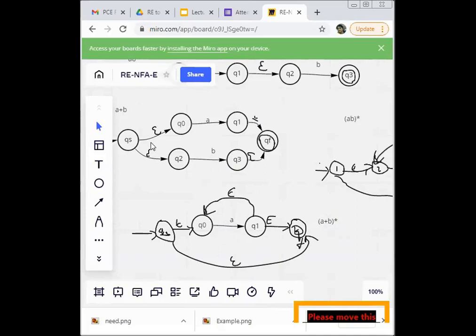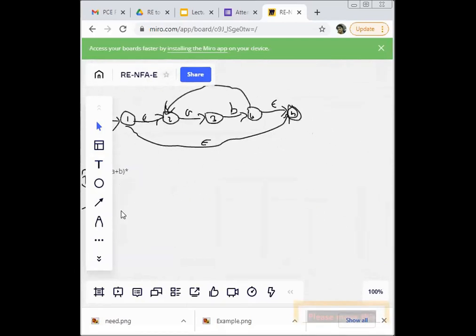So what do you mean by that? This Q0, Q1 is this Q0, Q1. QS, QF jo hai, wo Q0, Q1 hai. Ye pura diagram leke yahan pe rakho. Matlab yahan se yahan connect karo, do circle aur banao, aur usko start se end connect karo. Okay, we'll do that.